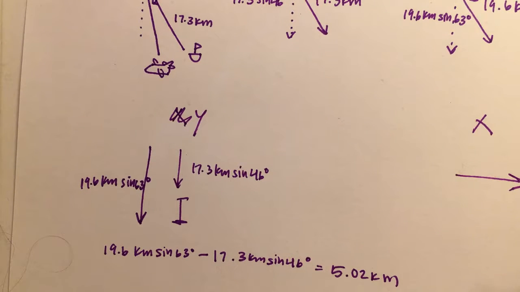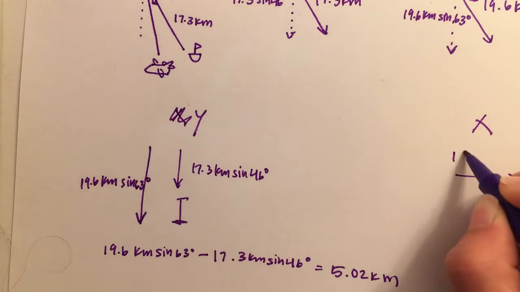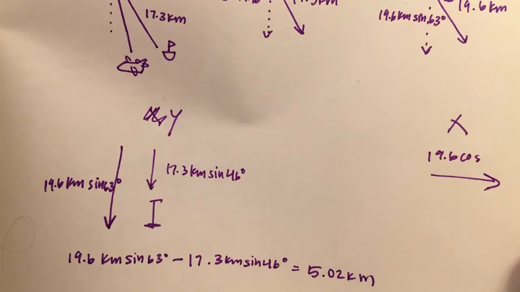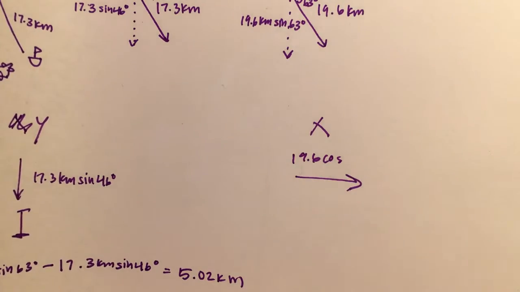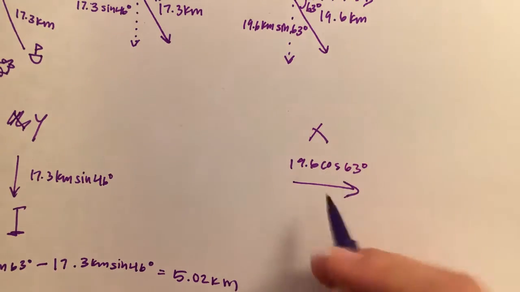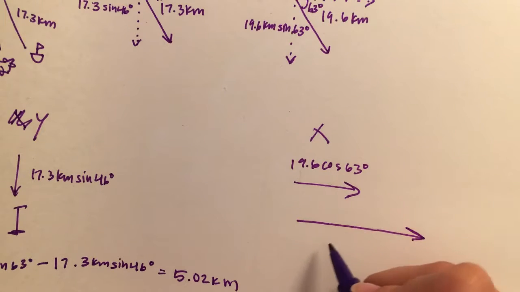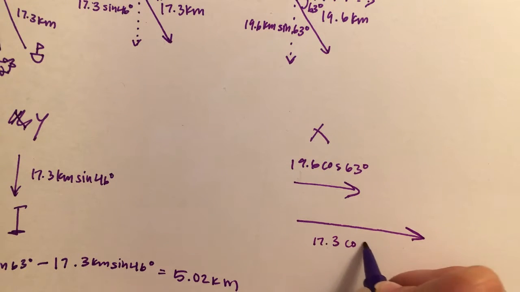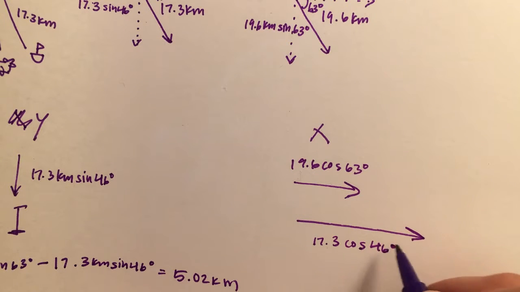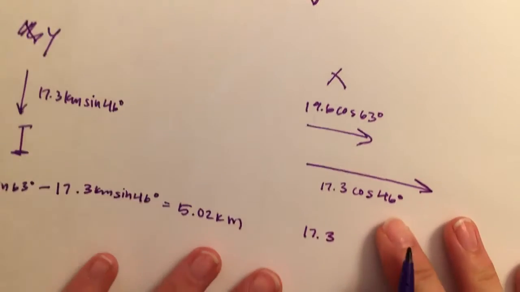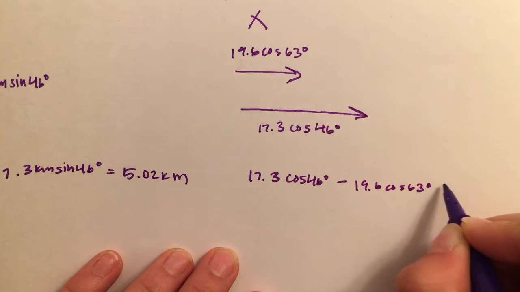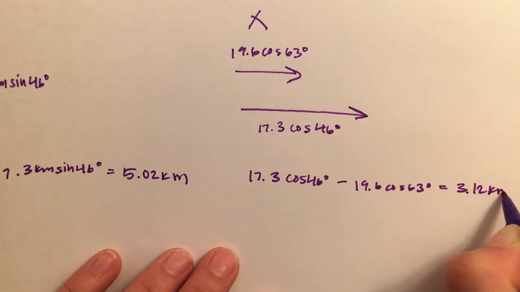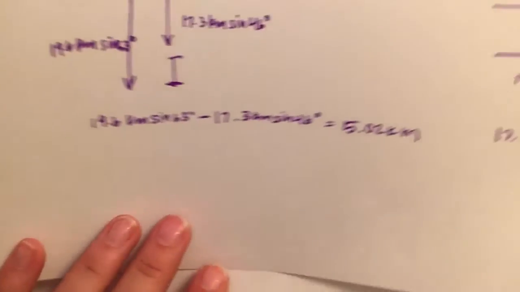And for the airplane, this will be 19.6 cosine 63 degrees, and for the ship it will be 17.3 cosine 46 degrees, and then we just find that difference, 17.3 cosine 46 degrees minus 19.6 cosine 63 degrees, and that will give us a difference of 3.12 kilometers. So now we have the difference between those two.